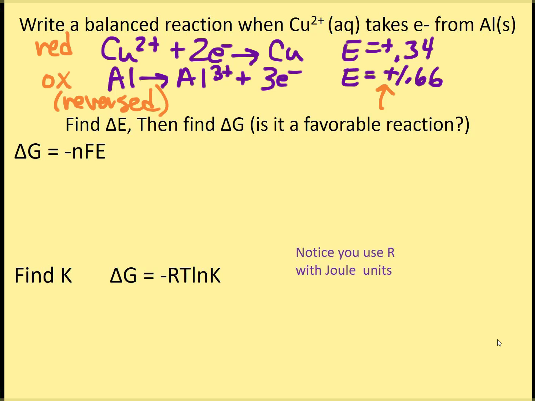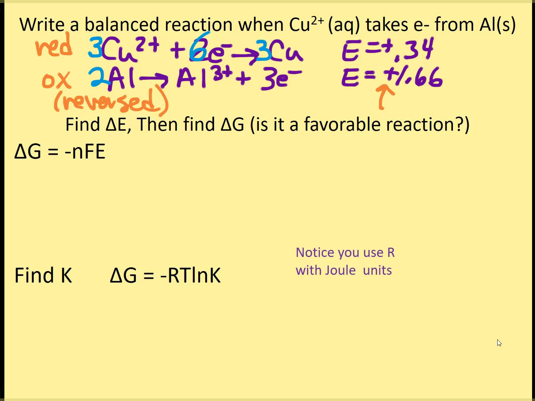As far as writing a balanced reaction, I need to make sure I cancel my electrons. So I am going to have to multiply the top one by 3 and the bottom one by 2. And then I'll get 6 electrons for each one of those, because I have 2 electrons in the first one and 3 in the second one.